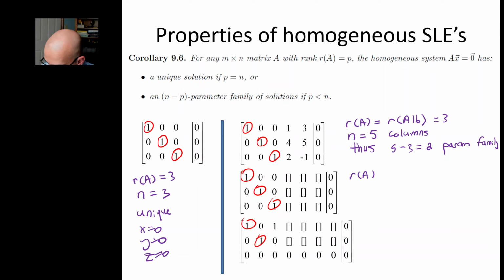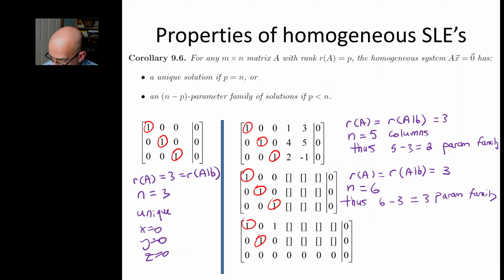Next one, rank of A is 3. I should say it's the same as the augmented matrix. The number of columns is 6. Thus, 6 minus 3 is equal to 3 parameter family.